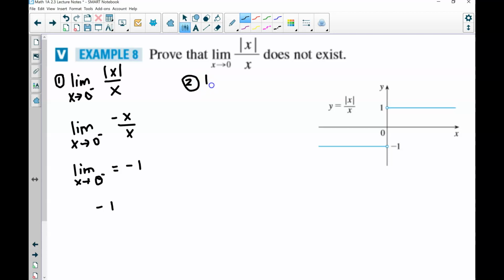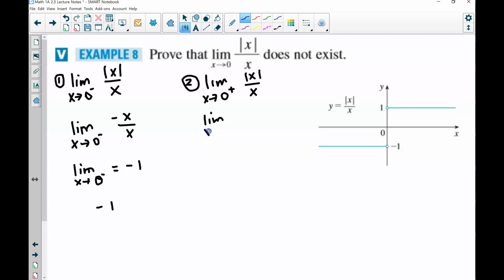So we want to figure out what happens when you have the limit as x approaches 0 from the right of the absolute value of x divided by x. Now again, because you're talking about the right hand side, we know that the definition of the absolute value of x on the right is where x is greater than 0.